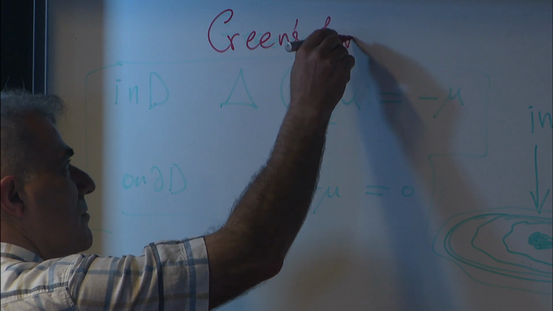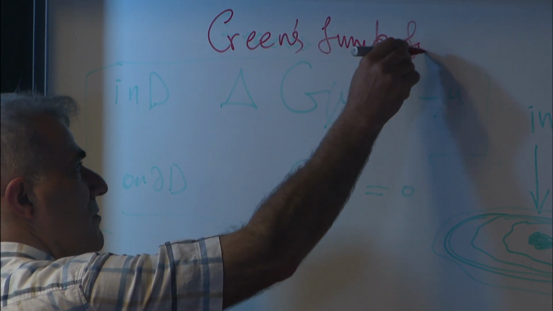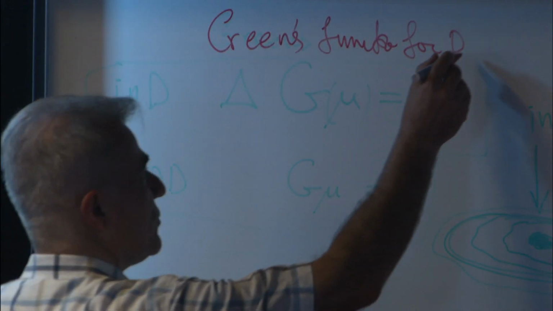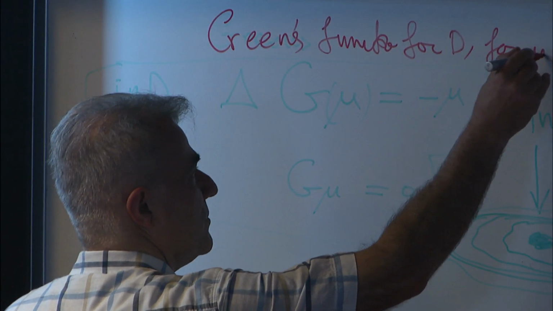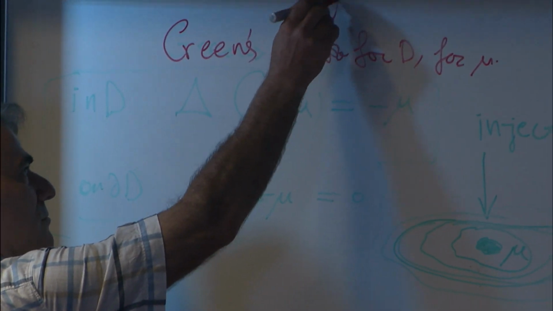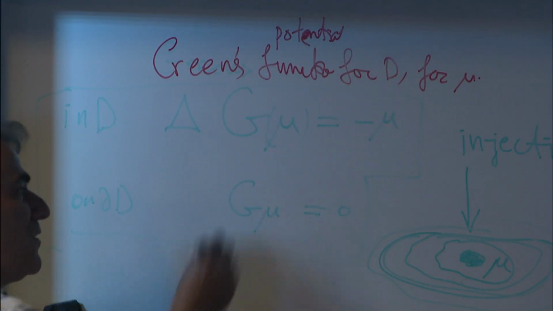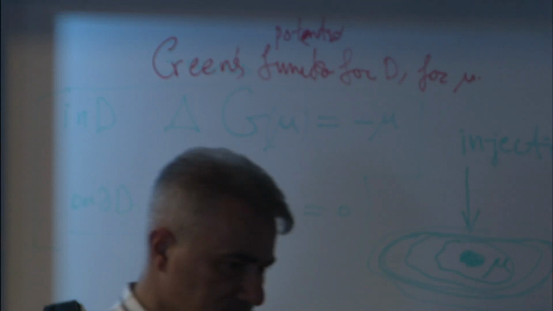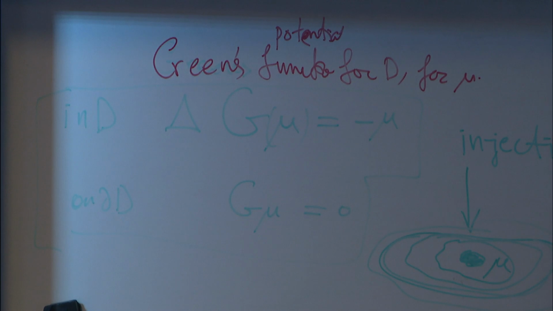Green's function, any domain D, with respect to the measure, or Green's potential. When you go away from Dirac mass to general functions, we call it Green's potential.